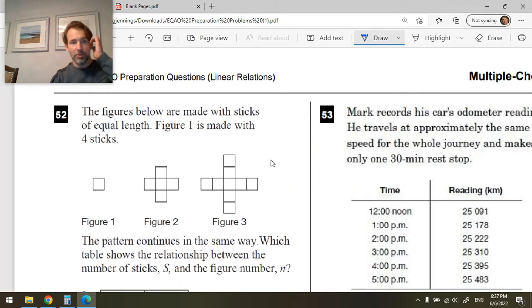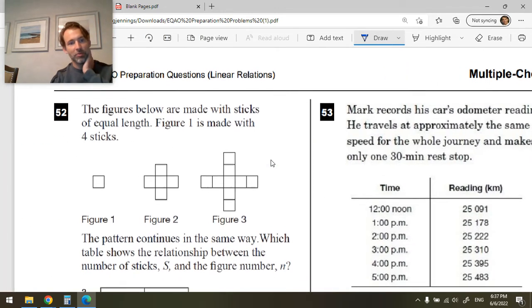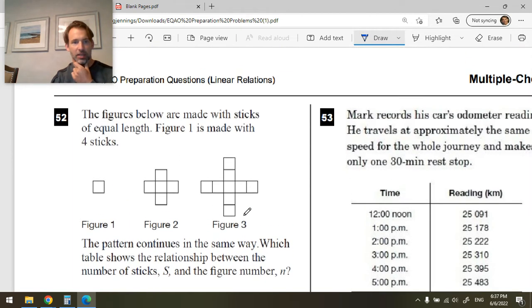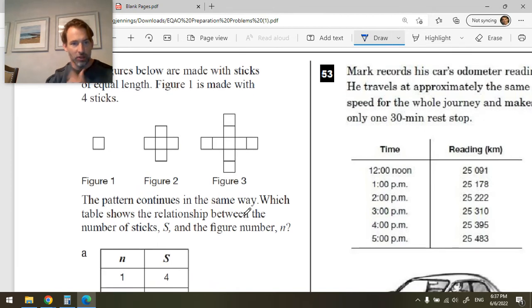The figures below are made with sticks of equal length. Figure 1 is made with 4 sticks. Figure 2, figure 3, and so on. If the pattern continues in this way, which table shows the relationship between the number of sticks S and the figure number N? Okay, so let's figure it out.